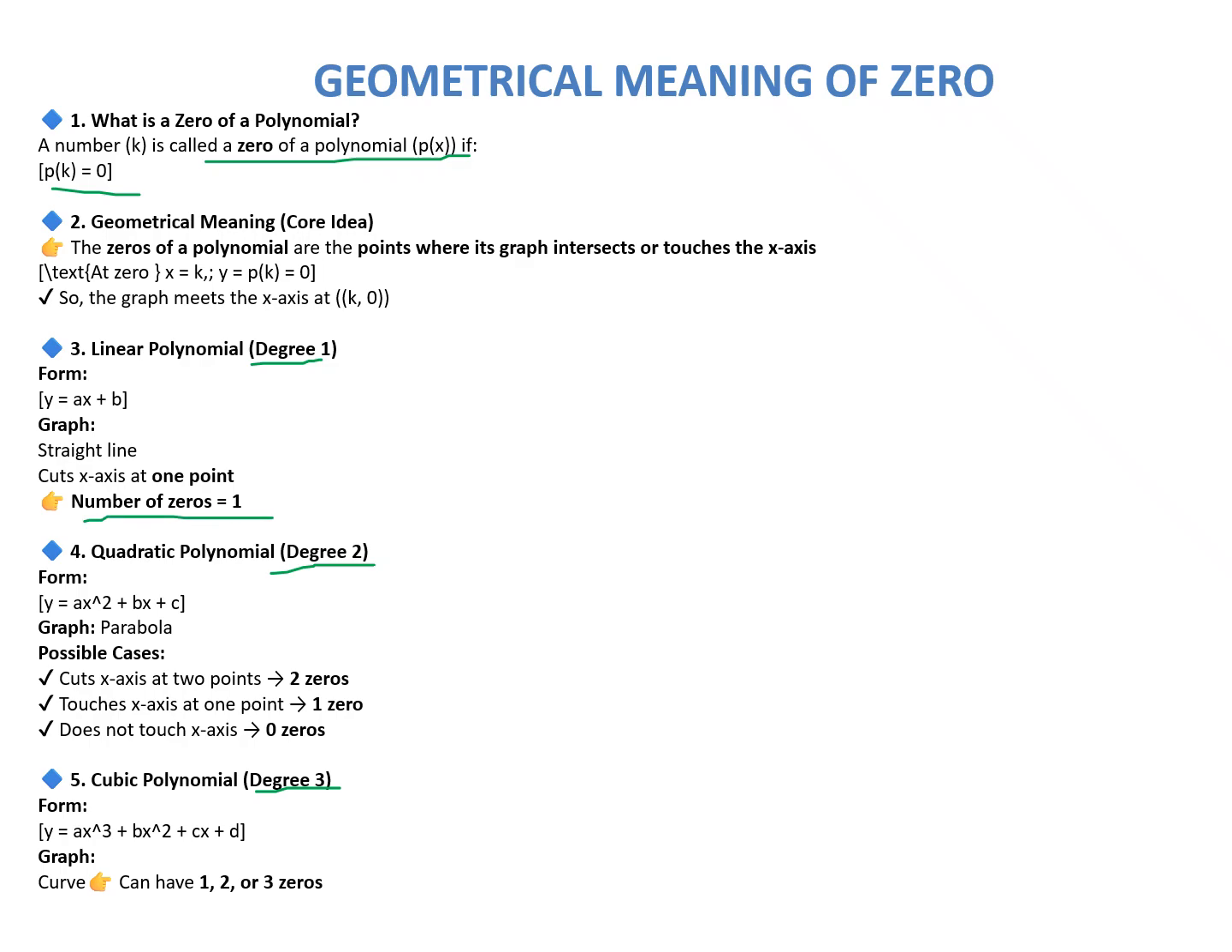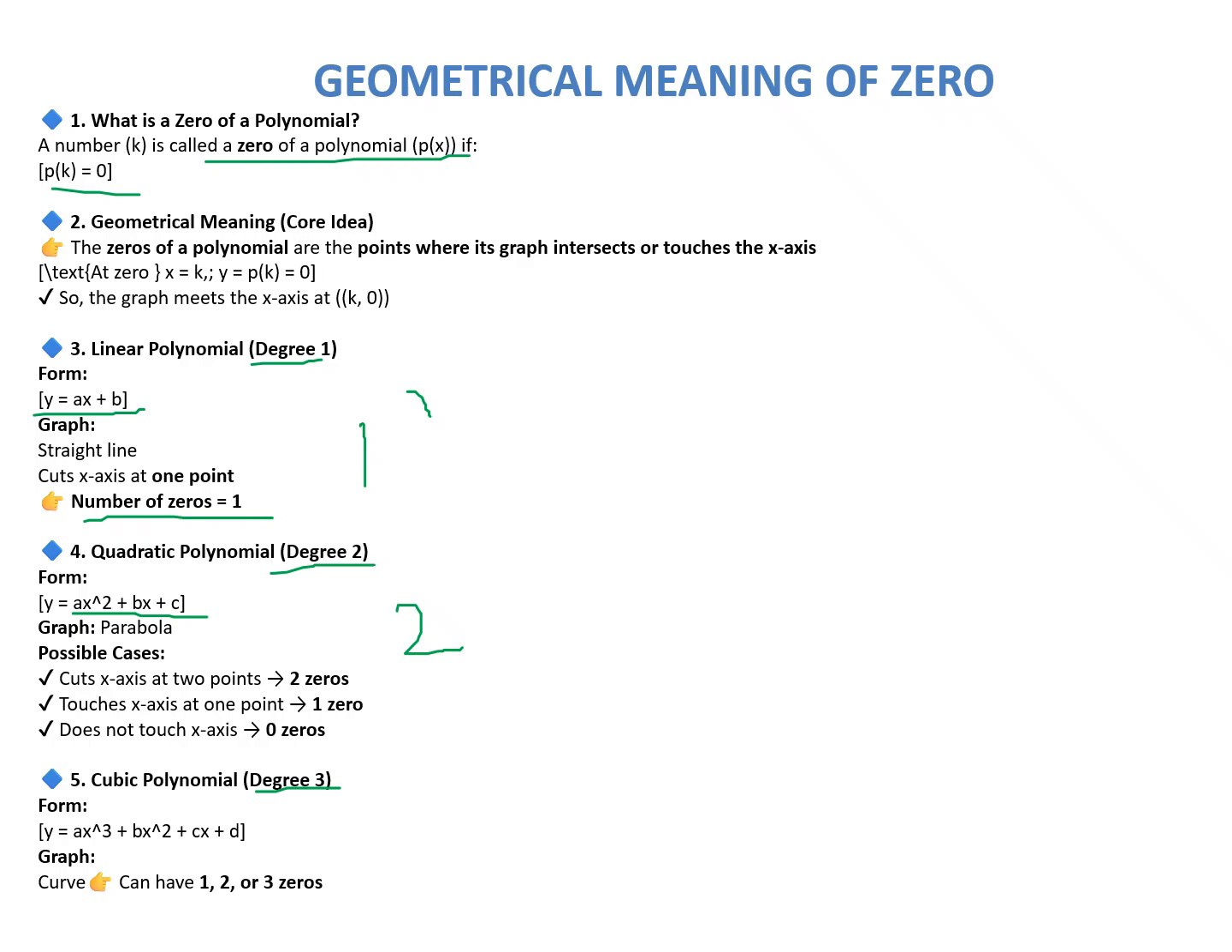For example, if an equation is y is equal to ax plus b, and we put y equal to 0, so ax plus b is equal to 0, then we are only going to get a single value for that equation, which means it has a maximum of 1 zero. For a quadratic polynomial, which is degree 2, if we equate ax square plus bx plus c is equal to 0 and solve, we will get at most two zeros. We can have fewer than 2 as well, but the maximum for a quadratic polynomial is 2 zeros.